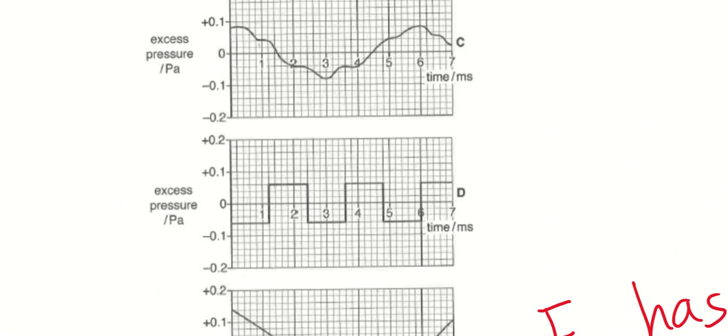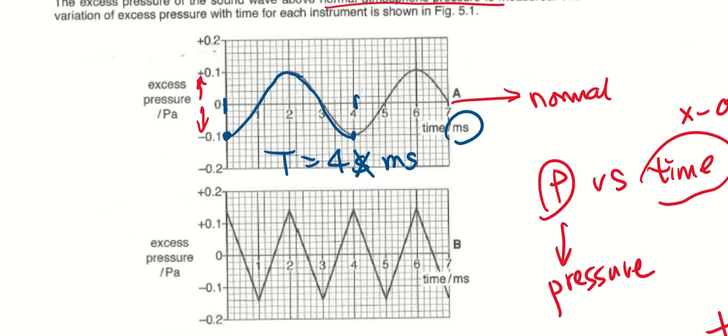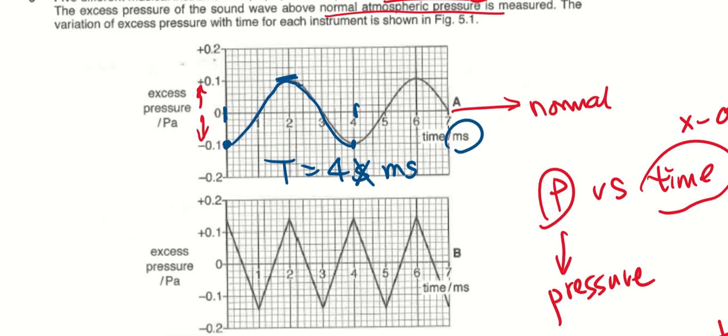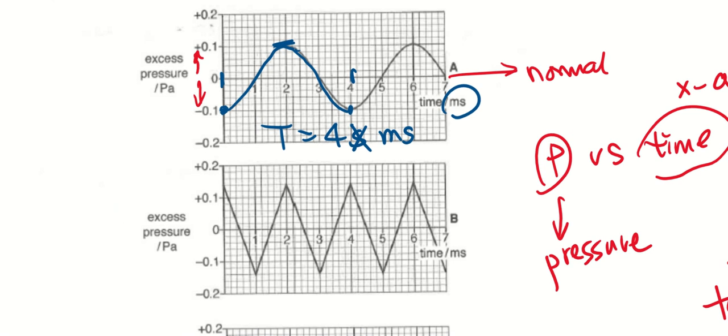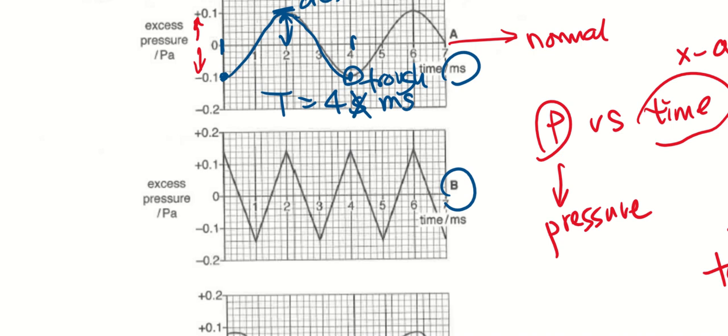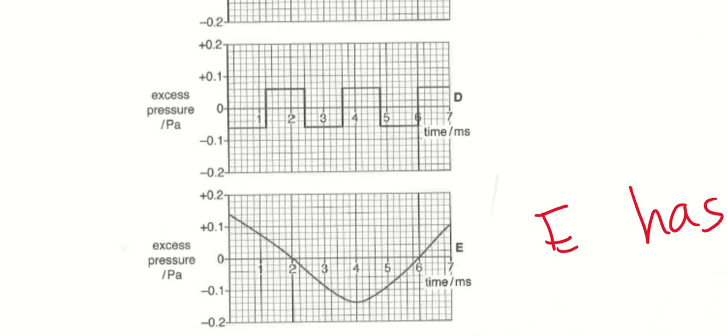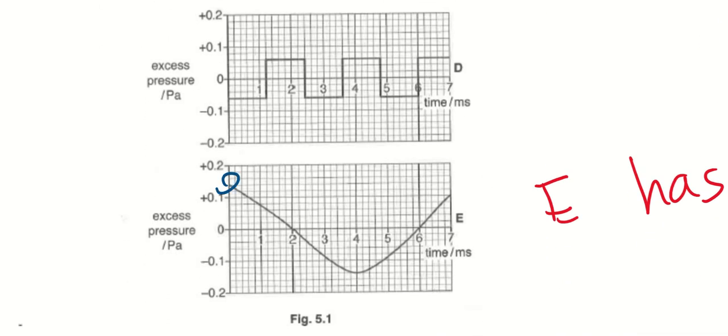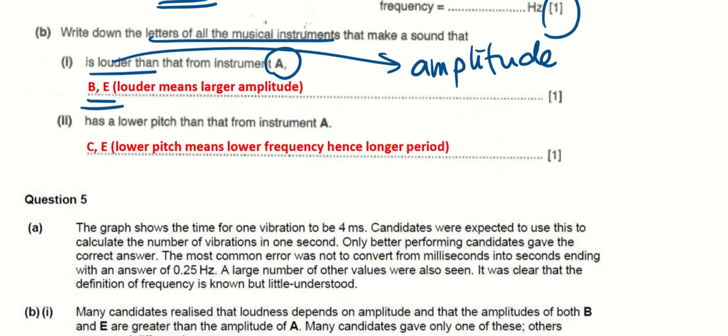So everything is measured with respect to A. A has an amplitude of 0.1. Amplitude is always from the rest to the crest, crest being the highest point. So this is the crest, and the lowest point is called the trough. So anything that is more than that, which is B, C no, D no, and E yes. So the answer will be B and E.